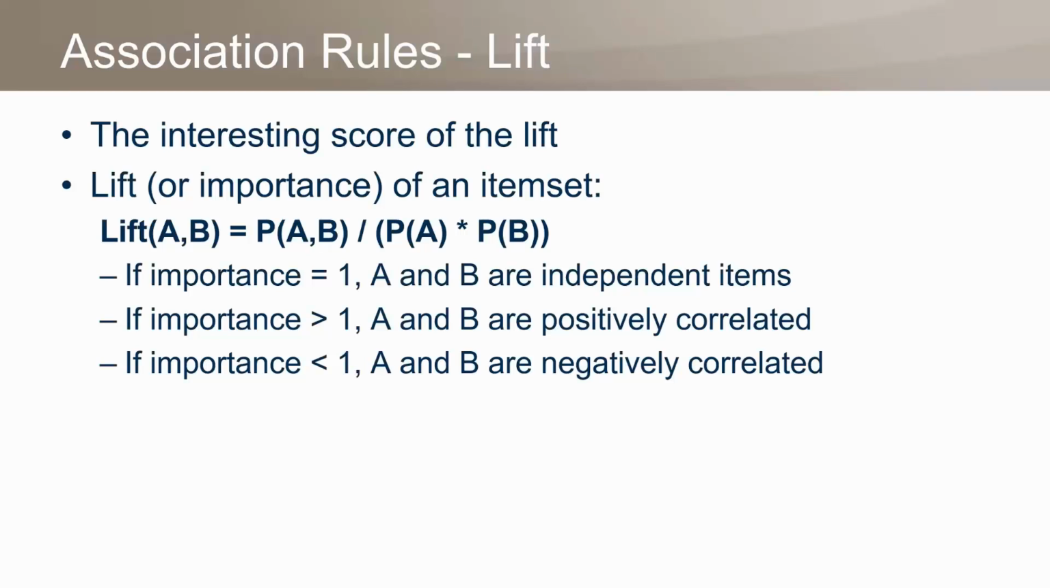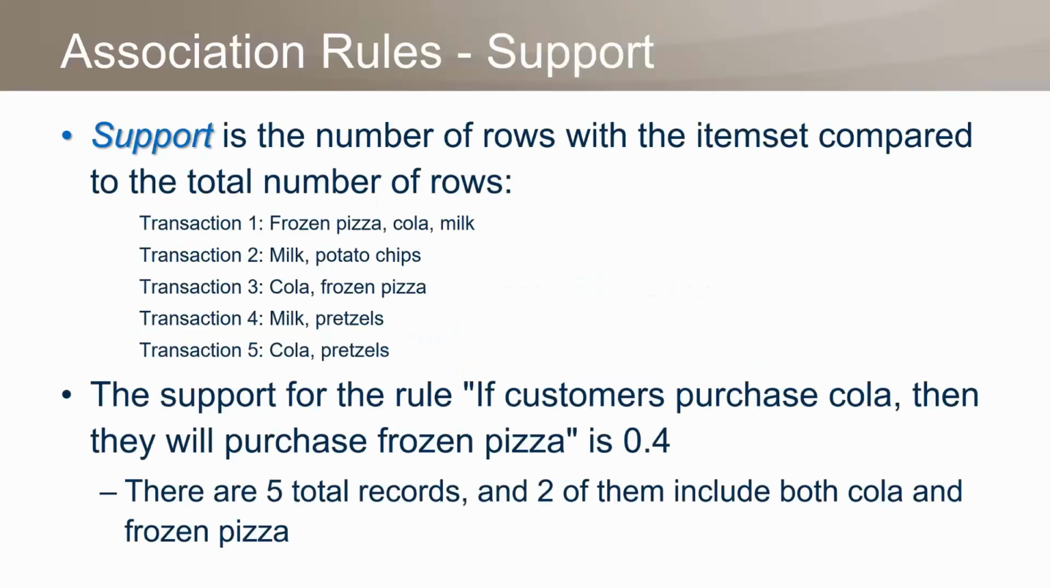So if importance equals 1, both are actually independent. And if importance is greater than 1, they are positively correlated. Lower than 1, they can even be negatively correlated. Why? How could this happen?